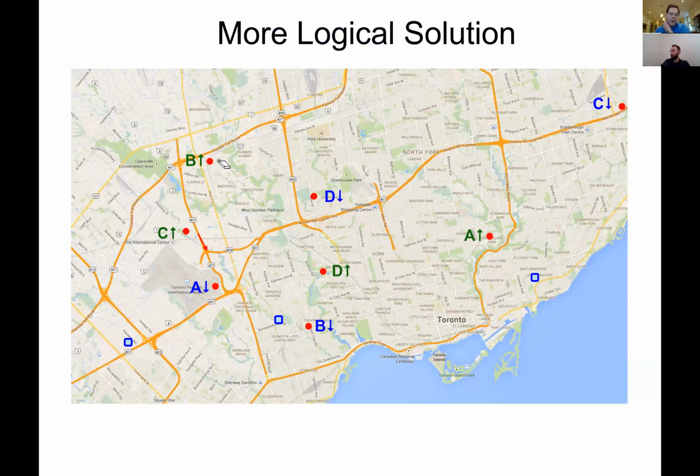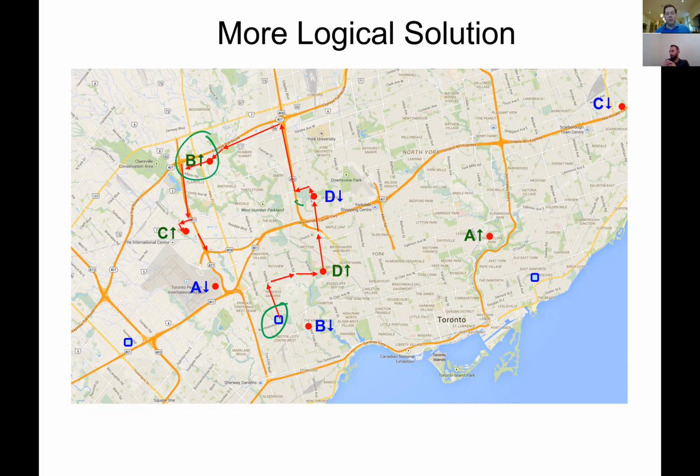Okay, so a more logical solution, they exist for this. I could have picked up my truck here at this depot and gone to something that's close by. Package D is actually pretty close by, so I can go pick it up, then I can go drop it off. Then from this location, package B is actually pretty close, so I'll go pick it up.